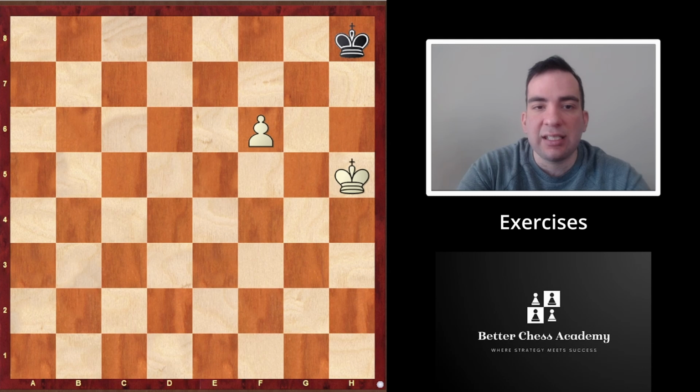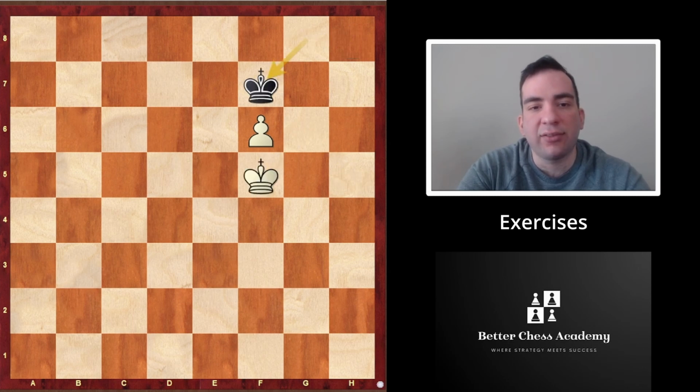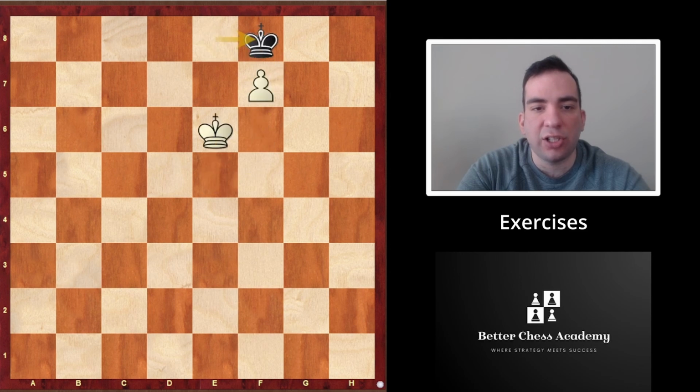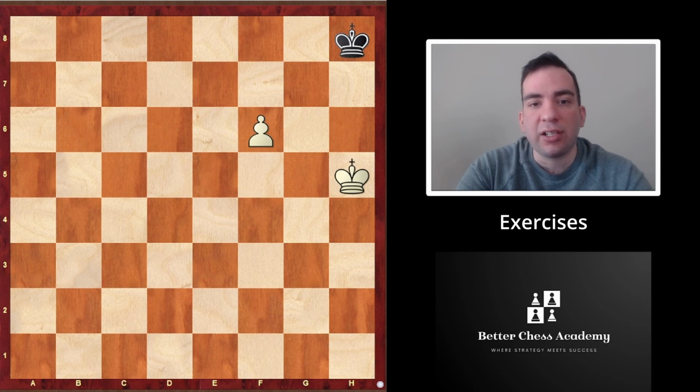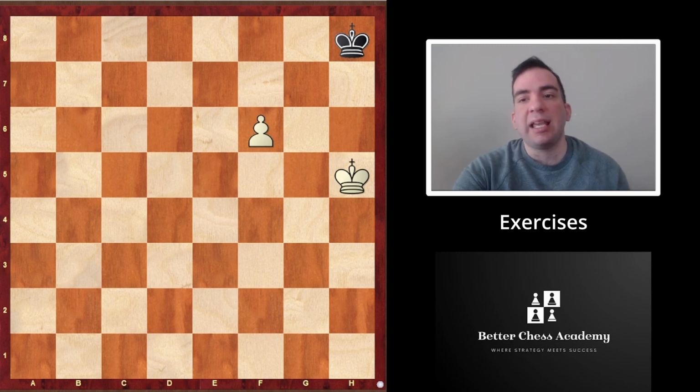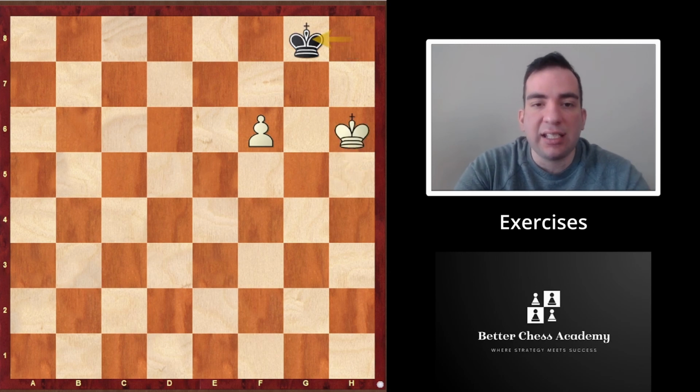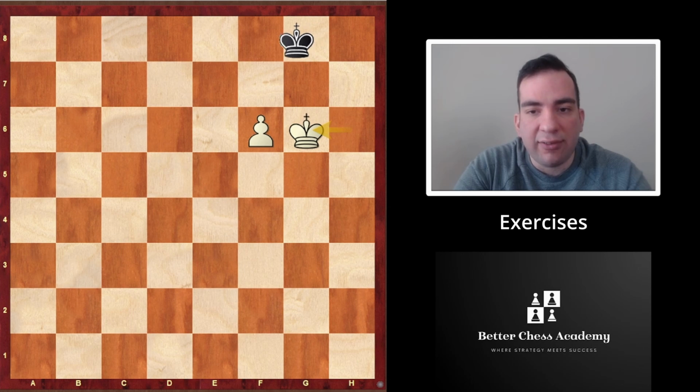King g6 is a mistake, because black can play king g8, king f5, king f7, and again it's a draw, if black follows the rules that we said before. However, we have to take the opposition and play king h6, and after king g8, king g6, king f8, f7, king e7, king g7, and it's a win.